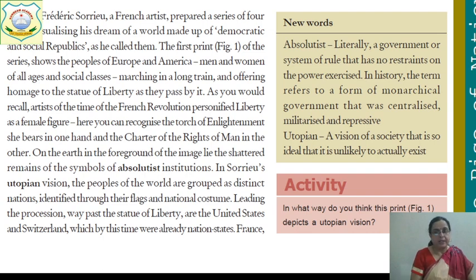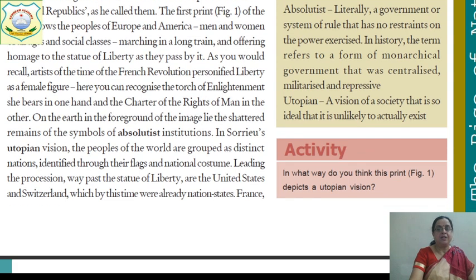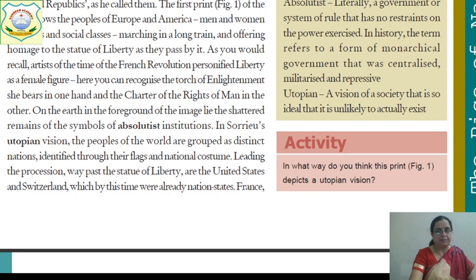symbols of absolutist institutions. Then Sorio's utopian vision. Utopian means a vision of society that is so ideal that it is unlikely to exist. Such a society, such a good society with such ideal values, is not really seen in reality.